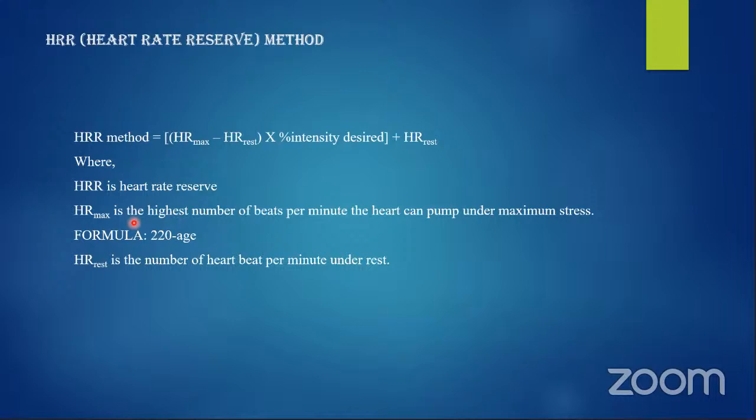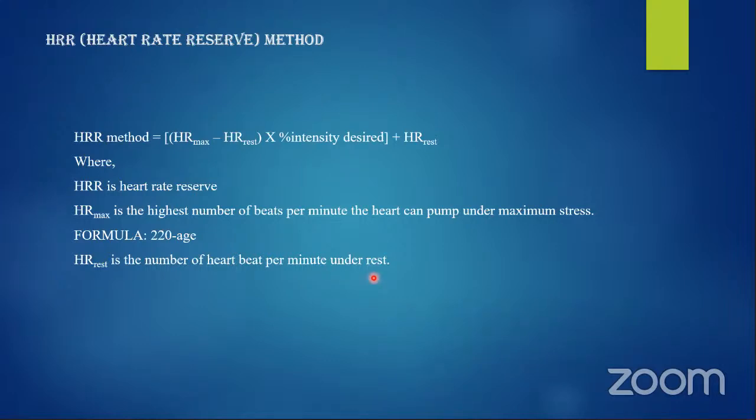So that is HR max. The formula for HR max is 220 minus age. So consider if your age is 20, then your HR max will be 200 beats per minute. Next comes the HR rest. HR rest is the number of beats per minute that your heart pumps at rest. So this is the HR rest.